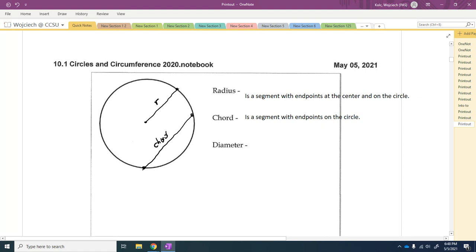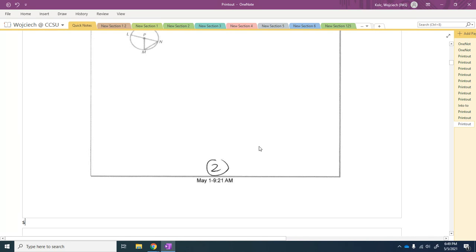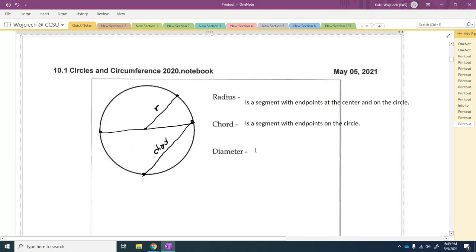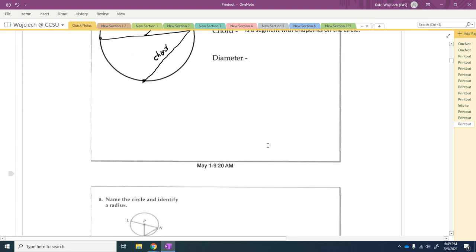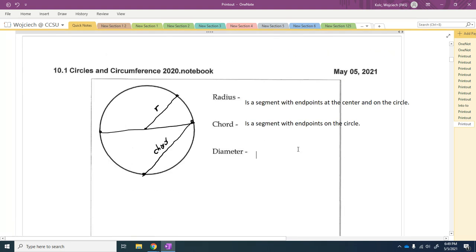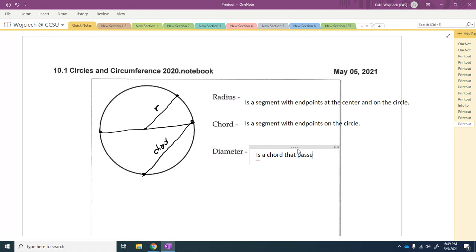And the third definition is a diameter, which is obviously the longest chord, and diameter is twice the radius. Okay, so diameter would be this segment. Okay, so that's your diameter. So diameter of a circle is a chord that passes through the center.